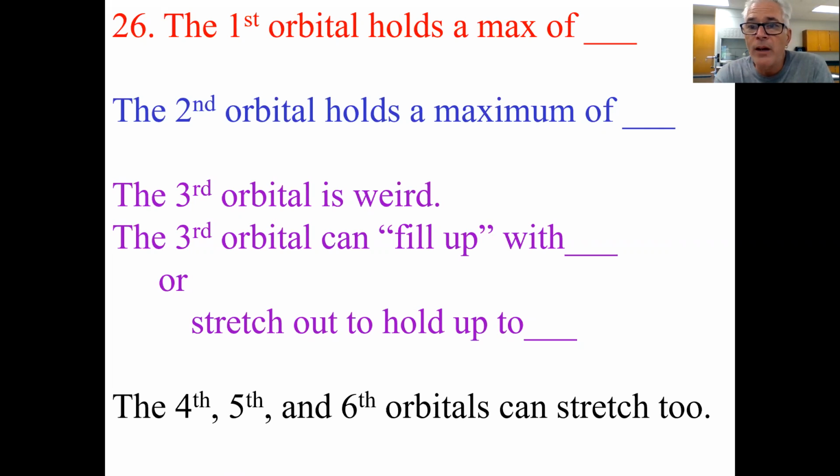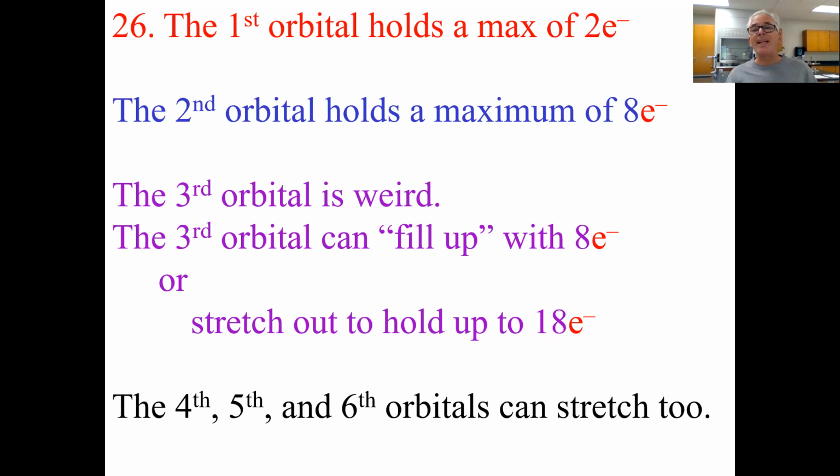Now, the third orbital is weird. With argon, you can see that it fills up with 8 electrons, and I don't have 18 fingers. The third orbital, though, with krypton, you can see, can hold up to 18 electrons. So that third orbital and the rest of them, 4, 5, 6, and 7, they can stretch.